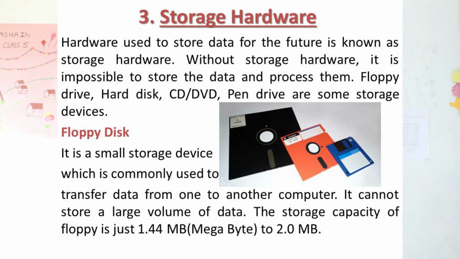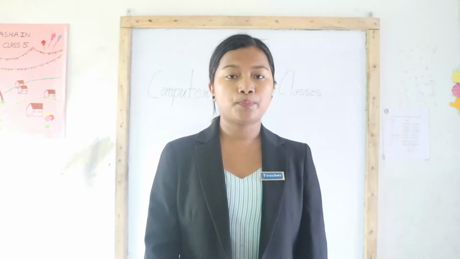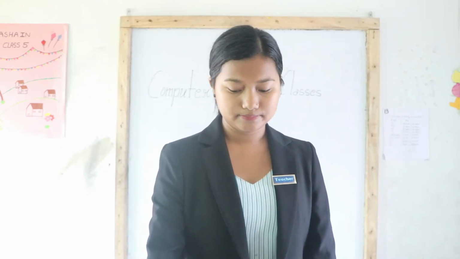First storage hardware is floppy disk. It is a small storage device which is commonly used to transfer data from one computer to another. It cannot store a large volume of data. The storage capacity of floppy disk is just 1.44 megabyte to 2.0 megabyte.